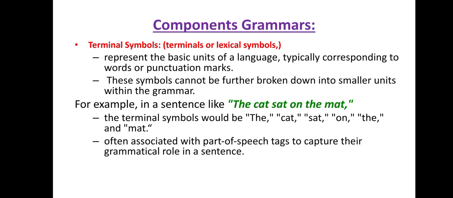That is the basic level, the lowest level in the hierarchical structure, that is nothing but words. For example, if you consider the sentence "the cat sat on the mat", the terminals are the bottom-most units in the hierarchical structure, that is the words: the, cat, sat, on, the, and mat. Of course, the comma or full stop can also be considered.